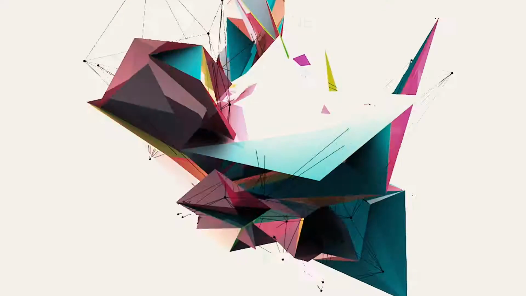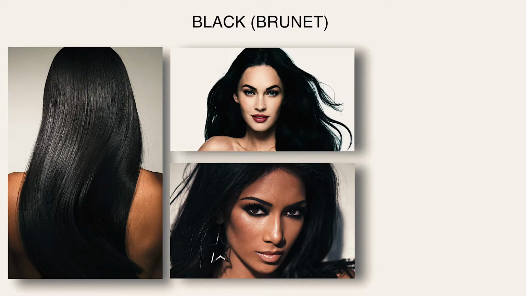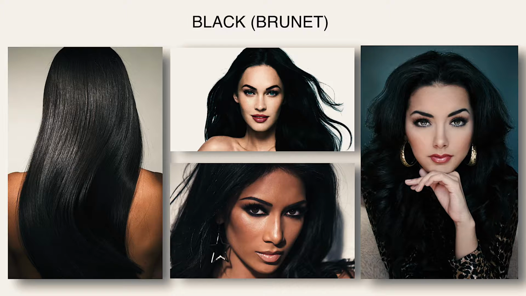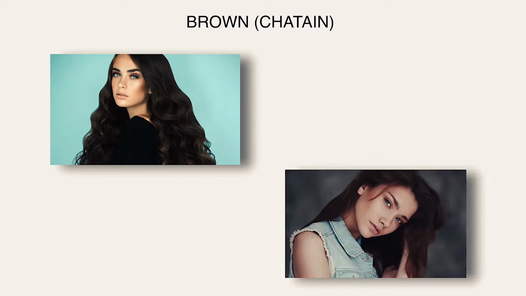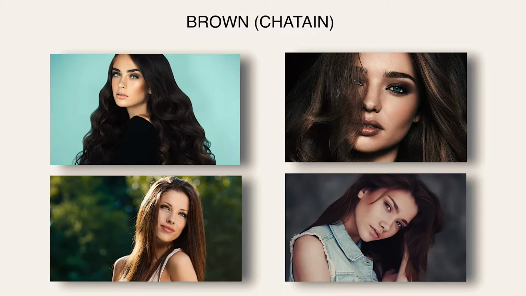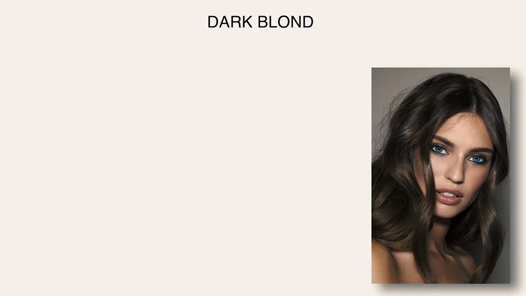Natural hair color is supposed to be divided as follows: black, brown, blonde, red, and white. The black: a very dark hair color, dark chocolate, dark brown, or black. The brown is dark chestnut and light chestnut. The dark blonde is a light brown color.